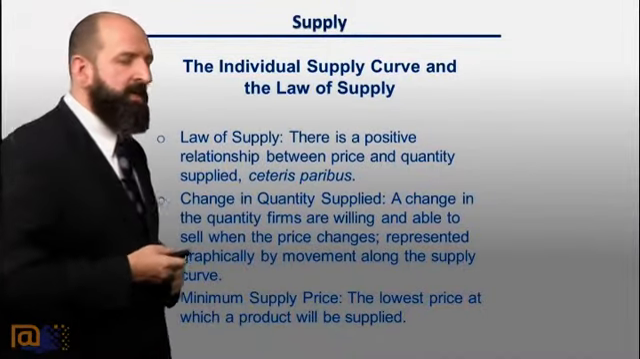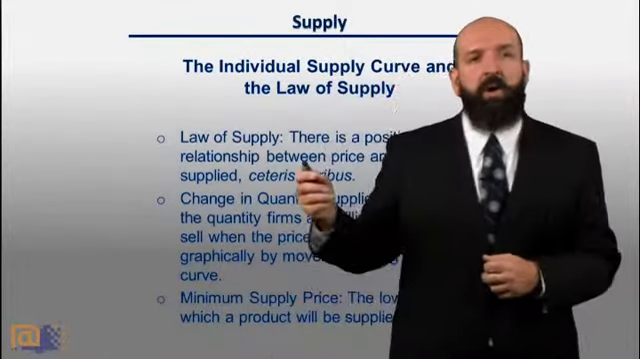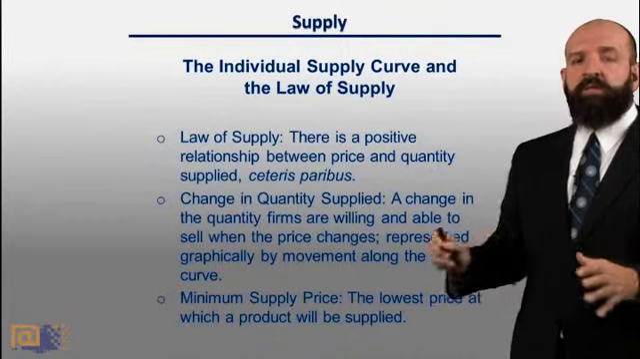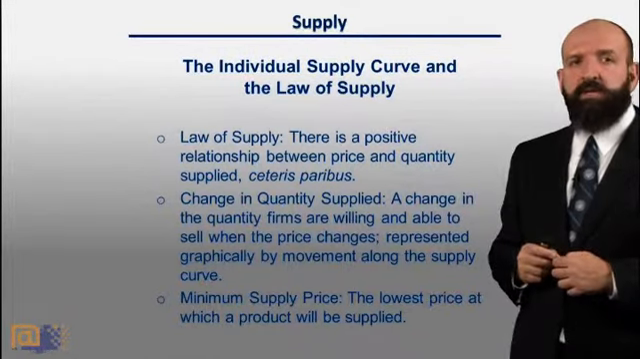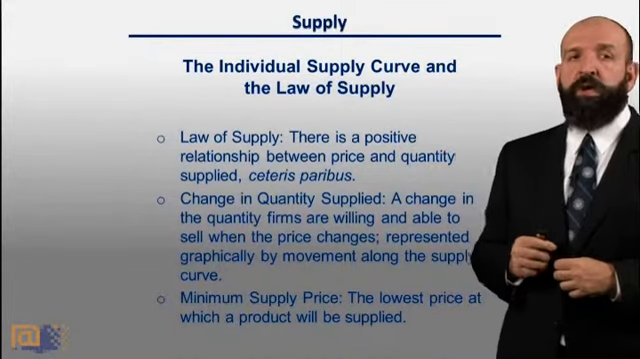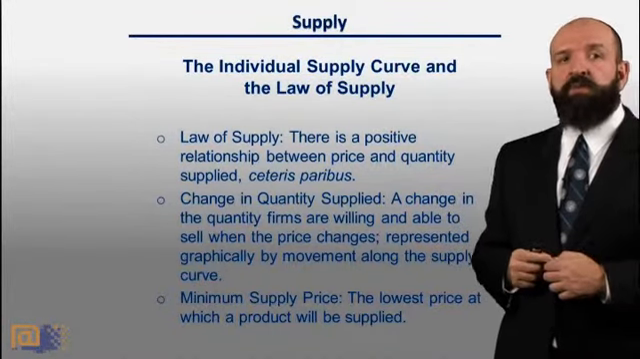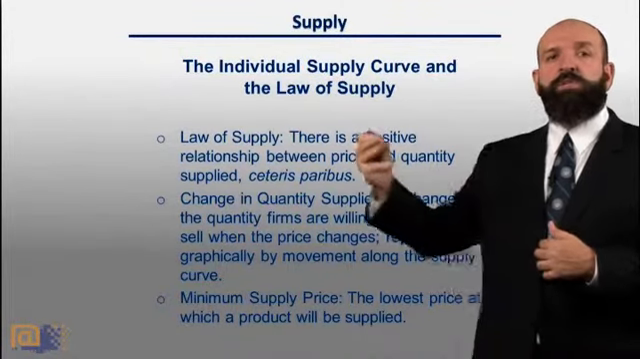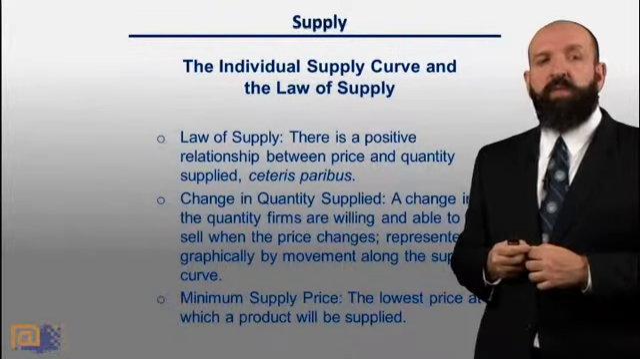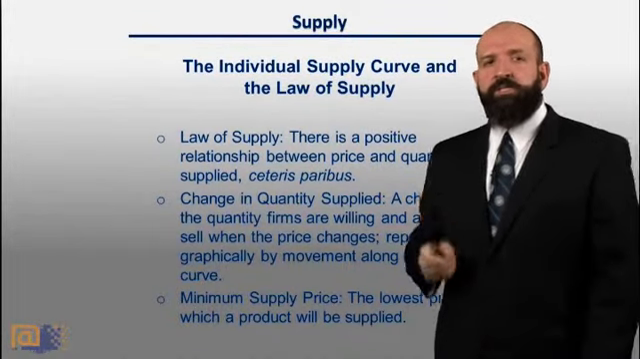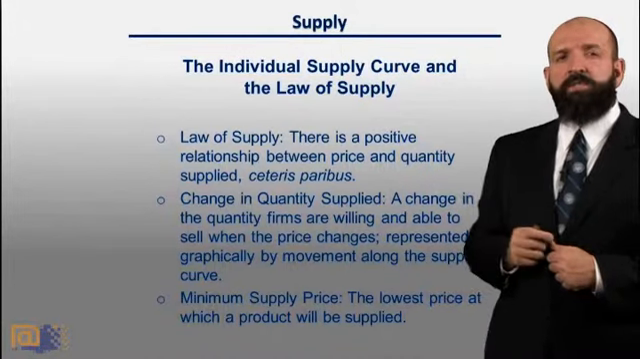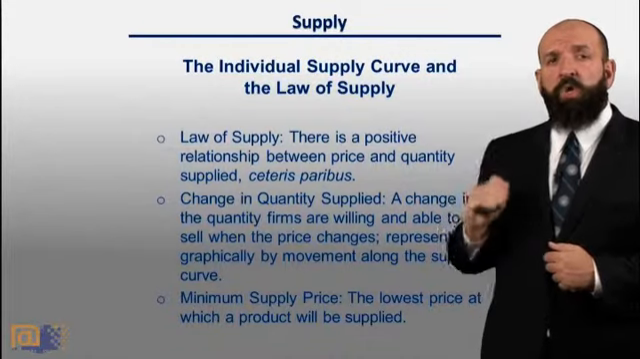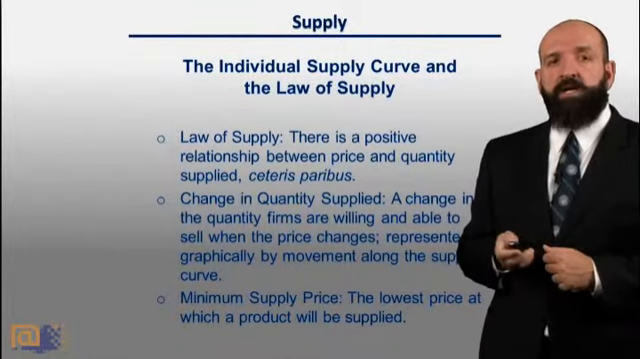The law of supply is essentially telling us that there is a positive relationship between the price and the quantity supplied, ceteris paribus, other things being held constant. Change in quantity supplied is represented by movement along the same supply curve, whereas changes in any other factors will move the whole supply curve. It is important to notice that there is such a thing as a minimum supply price. At this price, the producers will be bringing product to the market, but below it, none of the producers will be supplying to the market.